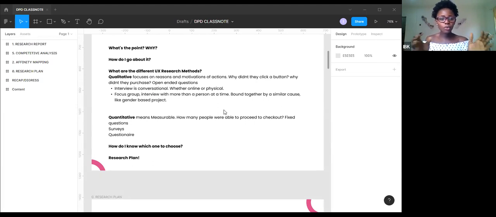Okay, so like I was saying, quantitative research is just about numbers. You just want to know how many people were able to proceed to the checkout, how many people were able to use the app, how many people were able to log in, how many people were able to change their profile picture. It's just about something that you can measure. You just want to know how many. That is just what quantitative research is. And examples are surveys and questionnaires.